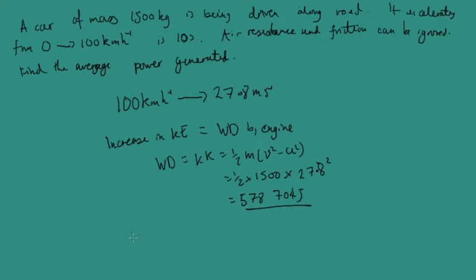So our work done, which is the same as our change in kinetic energy, is 578,704 joules. So our average power is going to be the work done divided by the time taken, which is 578,704 over the time taken, which is 10. So that's going to give us 57,870.4 watts. And we'll put this into kilowatts, so it's 57.9 kilowatts.